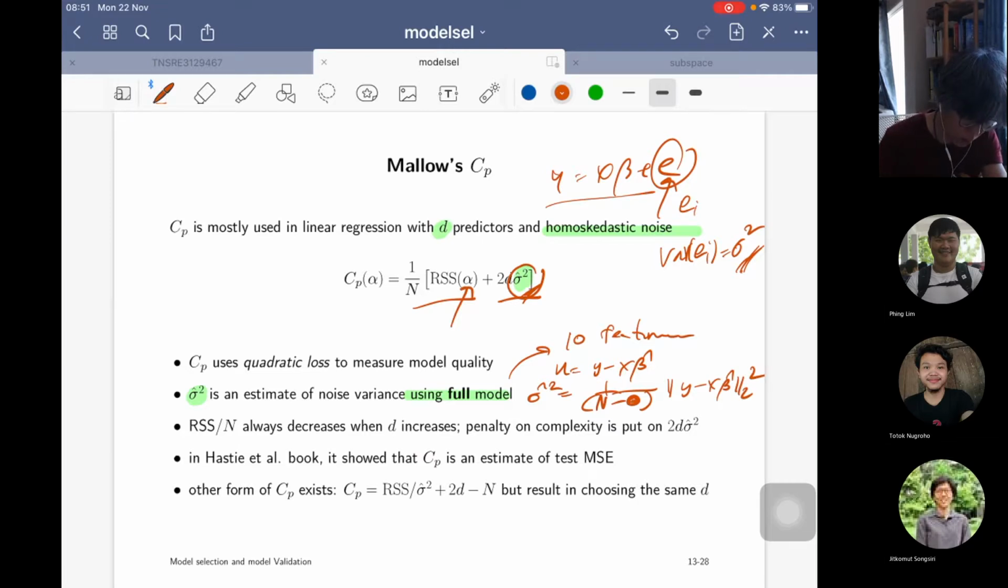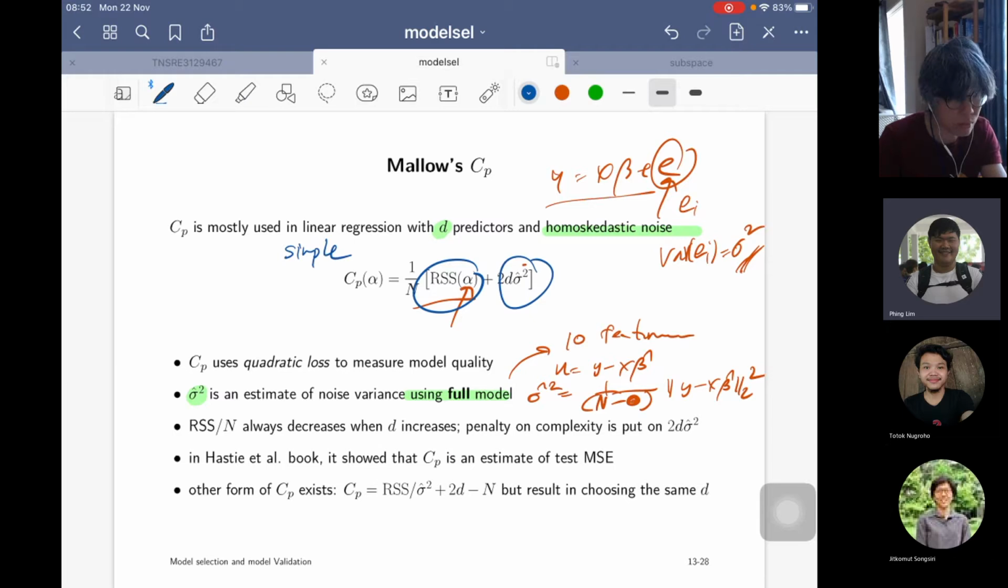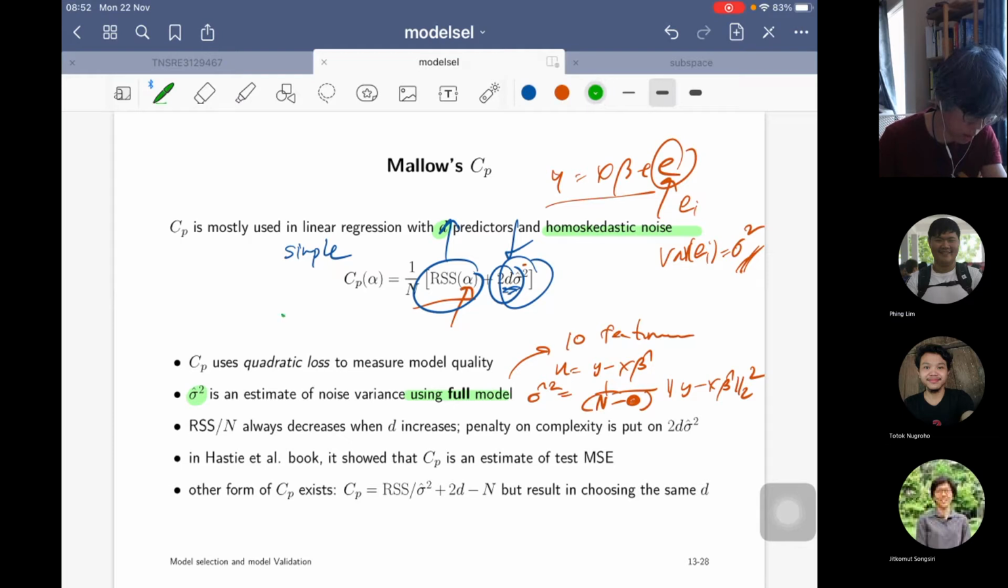And of course, for a simple model, repeating again, is RSS small or large? For a simple model, RSS should be large. And the term d, the model complexity, should be small. When you have a complex model, of course RSS would be smaller, but the term d would be bigger again. RSS is always decreasing, right?